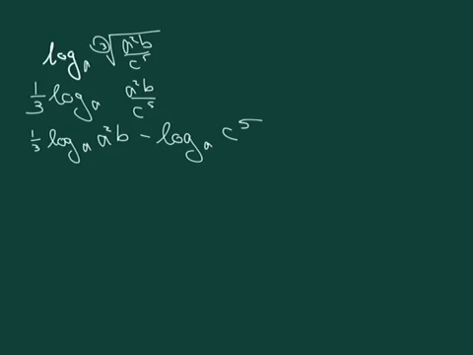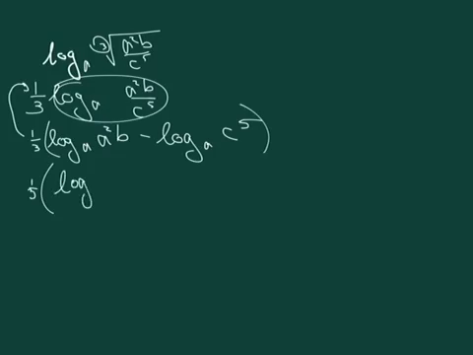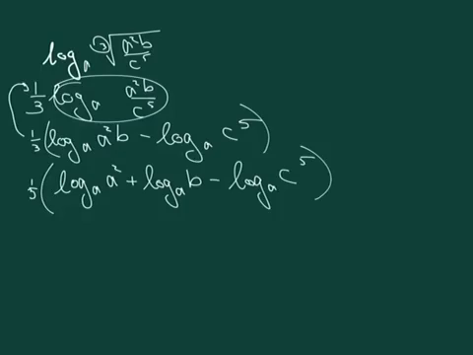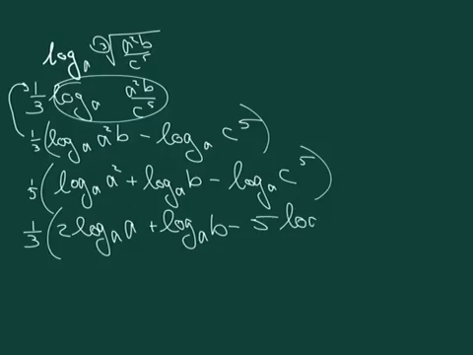Then I'm going to split my logs up. I'm going to have to put these in parentheses because this 1/3 is times everything over here, so I have to make sure I keep it in parentheses. Alright, so I've got log a of a squared plus log a of b minus log a of c to the 5th. Okay, I'm getting down there. This one stays the same because there's no exponent on the b, and the 5 comes in front of there. Okay, and I'm still plugging along.